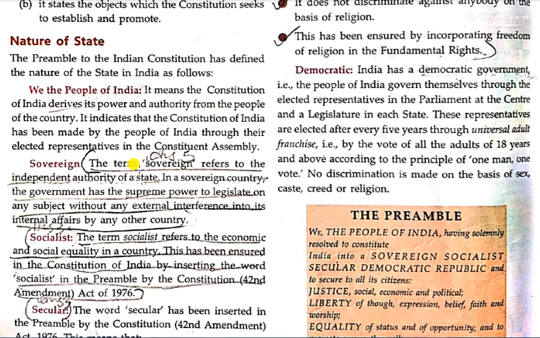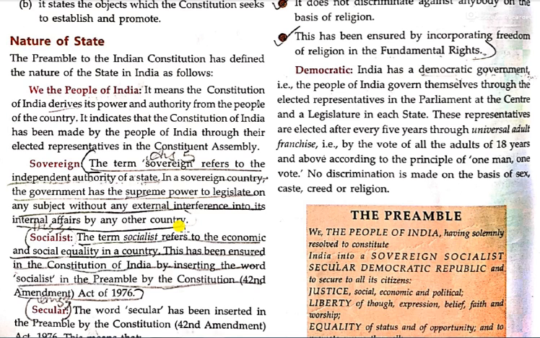Sovereign. The term sovereign refers to the independent authority of a state. So the word sovereign refers to the ultimate power or the ultimate authority of the country. In a sovereign country, the government has the supreme power to legislate on any subject without any external interference into its internal affairs by any other country.